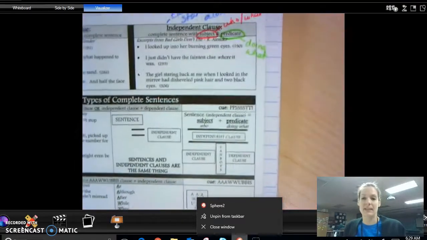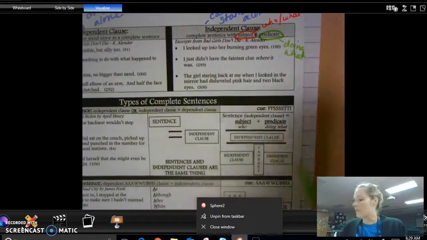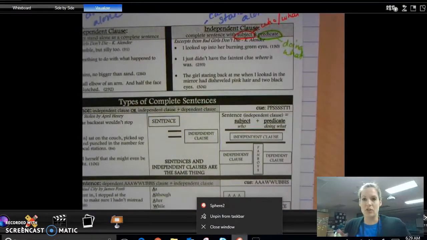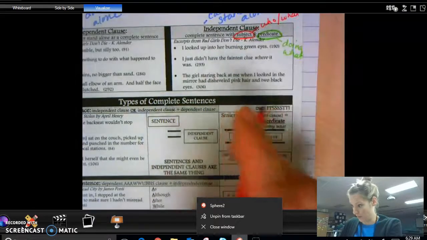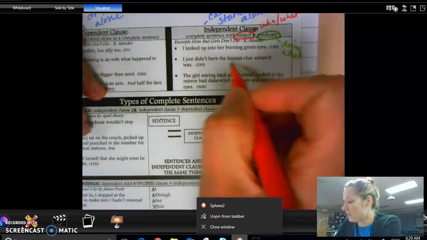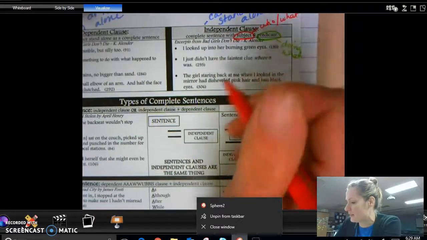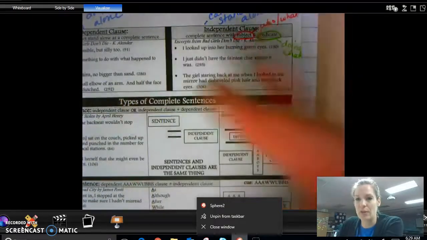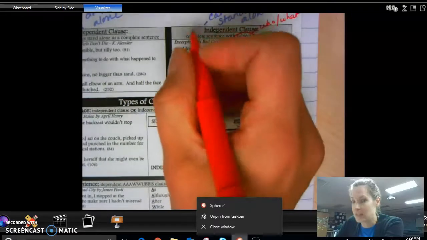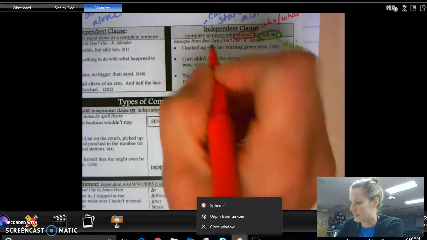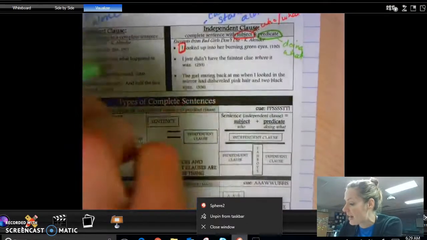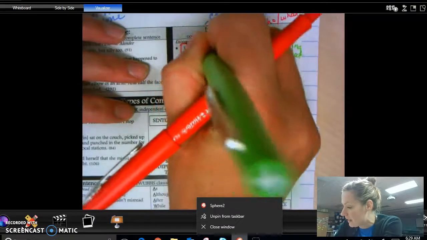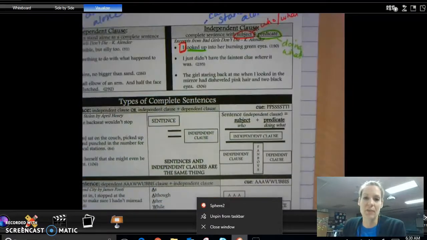So in a complete sentence, there will be a subject, a who or a what, doing something. For example, if we look at these ones right here, and all of these are excerpts from books, great books, by the way. We have, I looked up into her burning green eyes. So the subject, the who that's doing something, is usually at the beginning, not always. In these simple sentences, it is. I is your subject because the I is looking up.